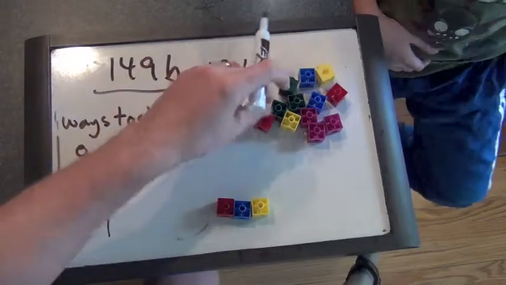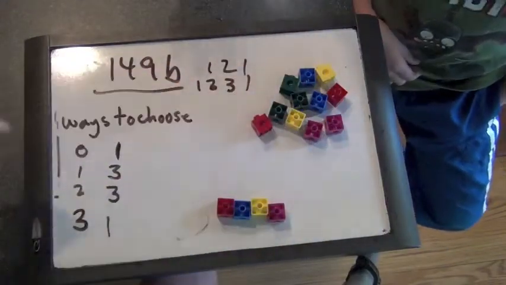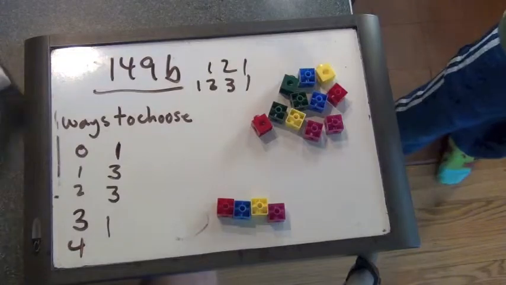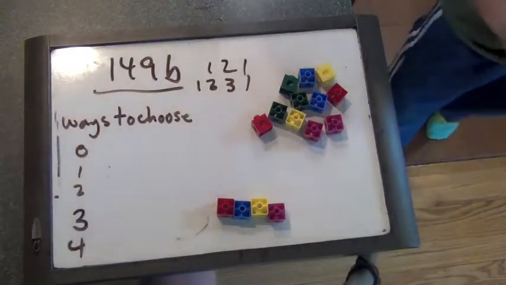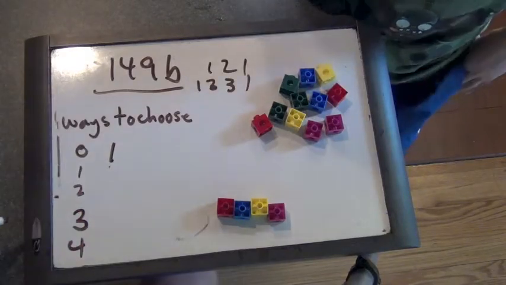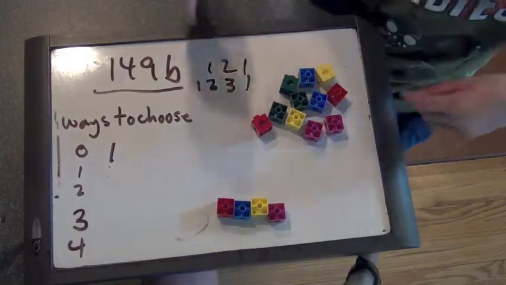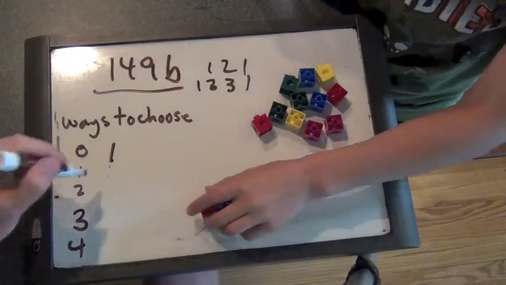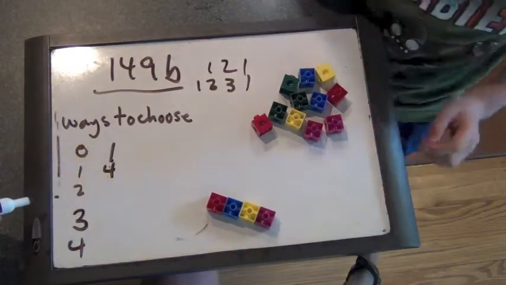Let's see if we can do it with 4. And hopefully we're going to see 1, 4, 6, 4, 1. Okay. How many ways are there to pick 0? There's 1. How many ways are there to pick 1? 4, because you've got 4 cubes.